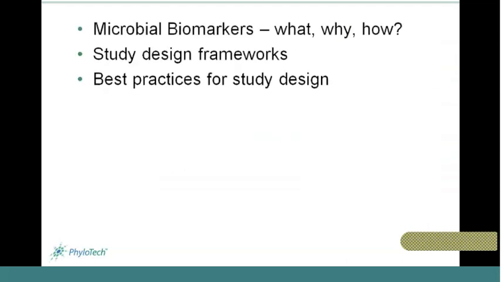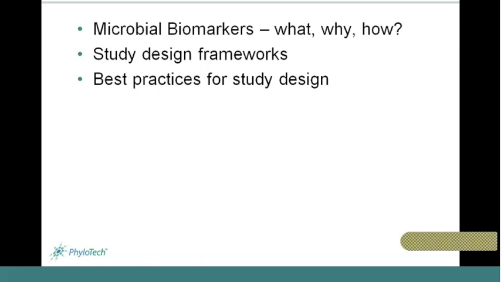So I am going to talk about particularly good study design best practices and really focus on the design of a pilot study. These are actually the most challenging studies to design, and I'll talk about why that is as I go through this overview in the next half hour.